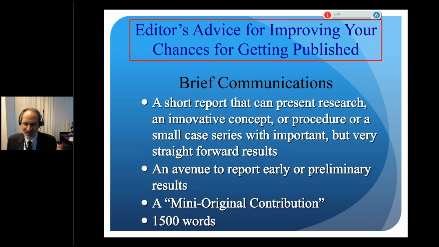Brief communications. This would be sort of a mini article, and they're usually very short. It may be a snapshot look at a particular time period in the middle of a much larger trial, or a very small case series that is important and straightforward, but it's not really mature yet for an original contribution. You could send in a little case report like this, case report's not a good word, a brief communication.